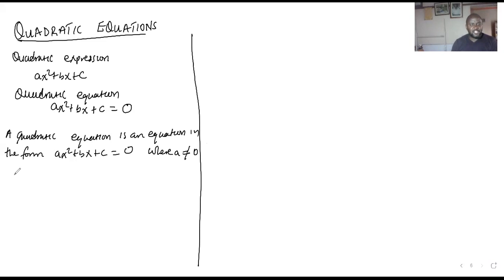So with that definition, let's have methods of solving quadratic equations.